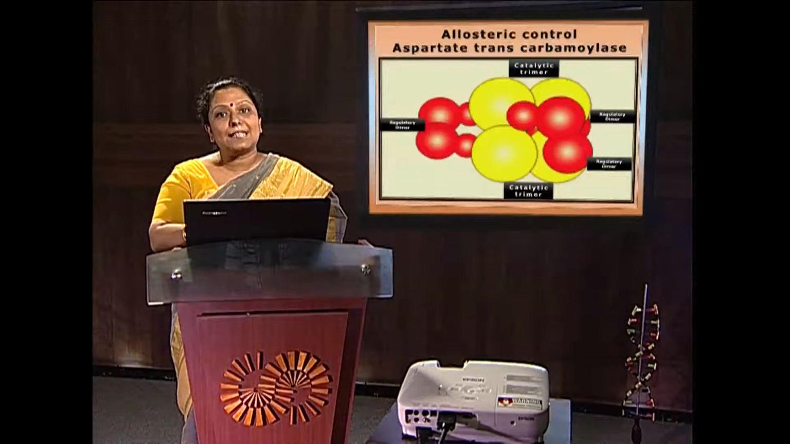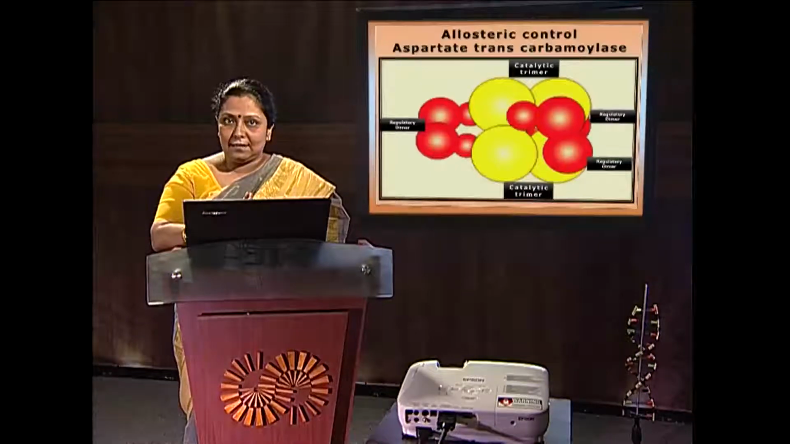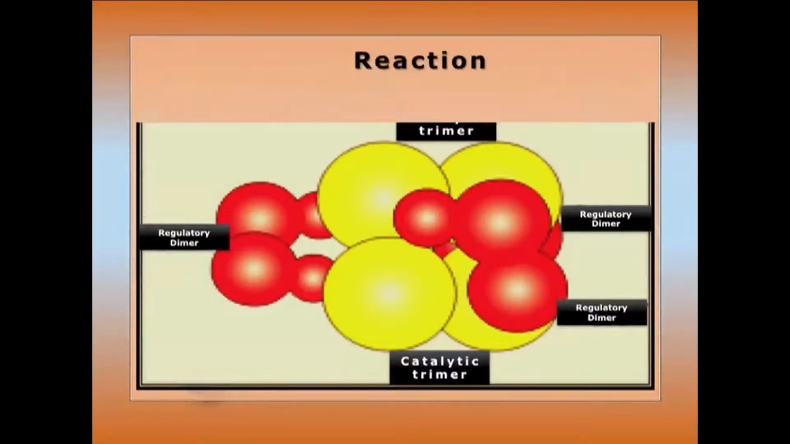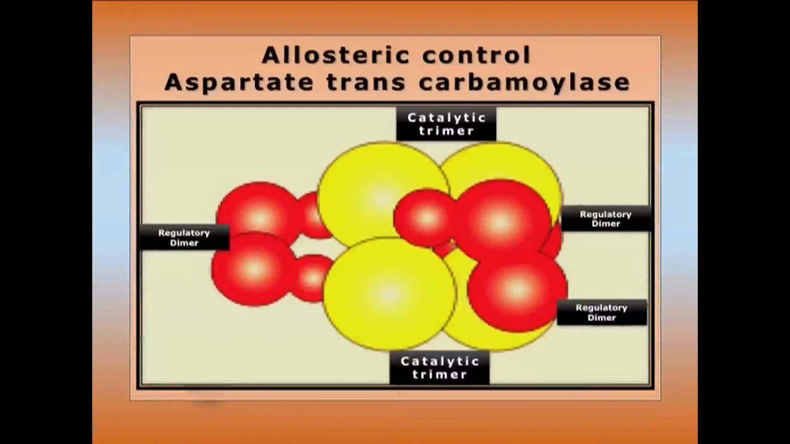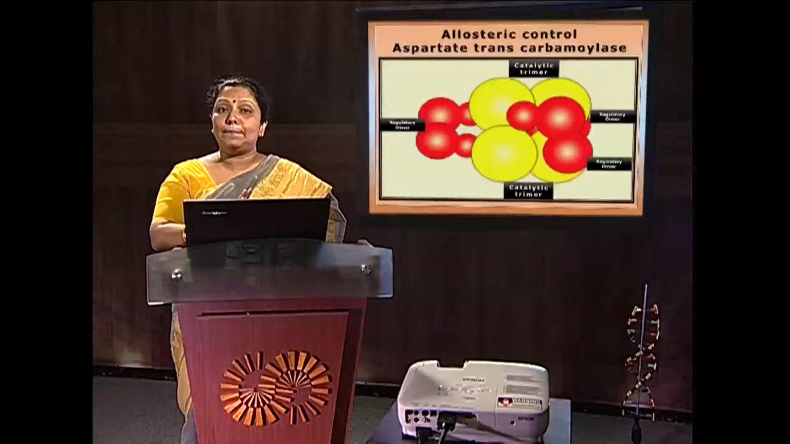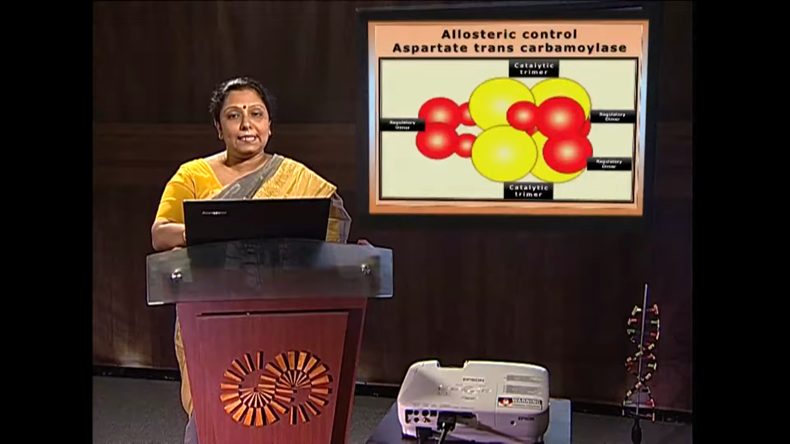Take aspartate transcarbamylase, which catalyzes the first step in CTP biosynthesis, the pyrimidine biosynthesis. From carbamoyl phosphate plus aspartate, it gives rise to carbamoyl aspartate. Here we can find it is an allosteric enzyme because it has 3 regulatory subunits which are dimeric and 2 catalytic subunits which are trimeric. The final product CTP binds to the regulatory site and decreases the activity, while ATP is the heterotropic effector that increases the activity by binding to the regulatory subunit as well.